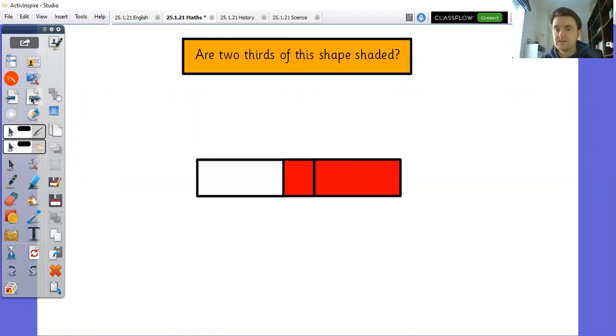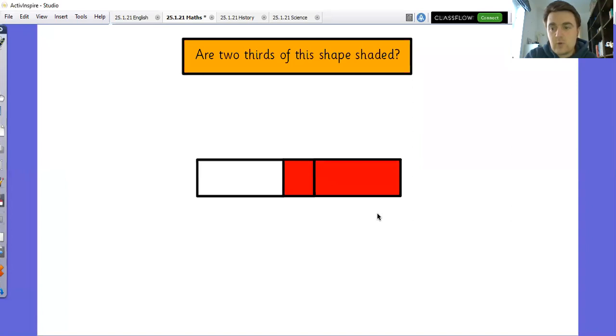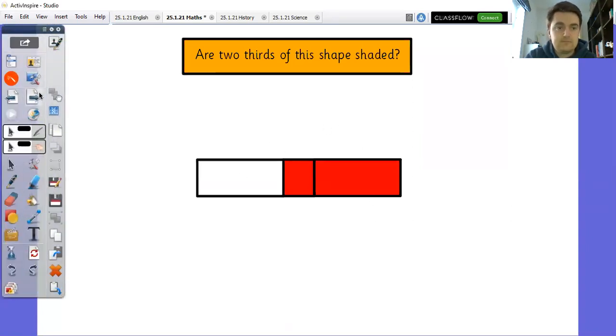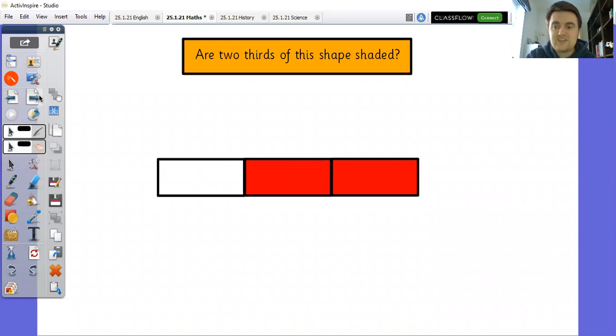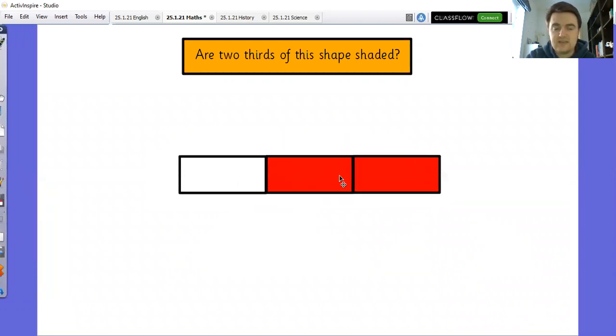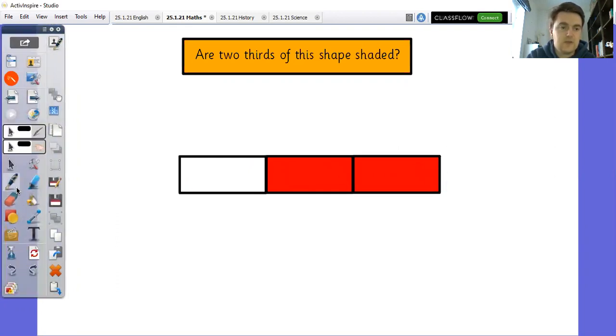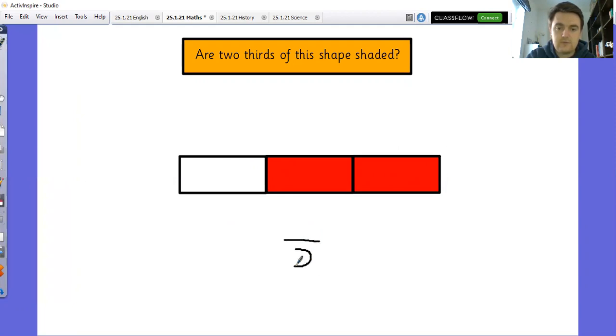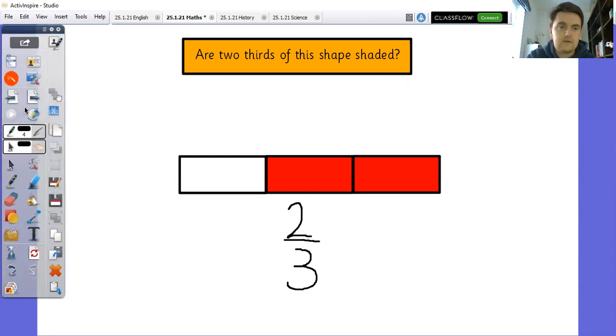Hopefully you've realized that this shape is not split into 3 equal parts, so we don't have 2/3 shaded in. Now in this shape, we do have 3 equal parts and 2 of them are shaded in. So that means that 2/3 would be written as, we've got 3 equal parts, so that's my denominator. 2 of them are shaded in, so we've got 2/3 here.